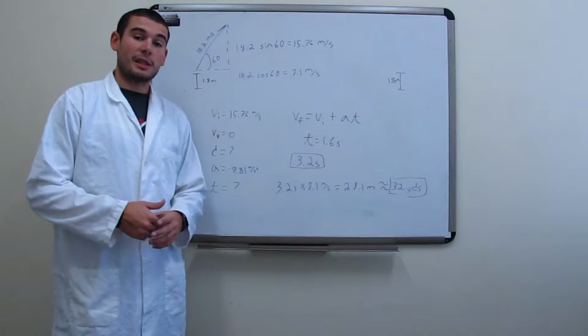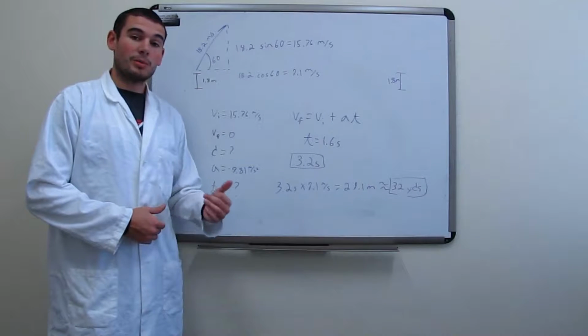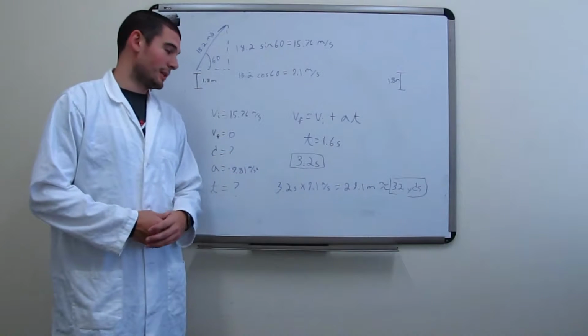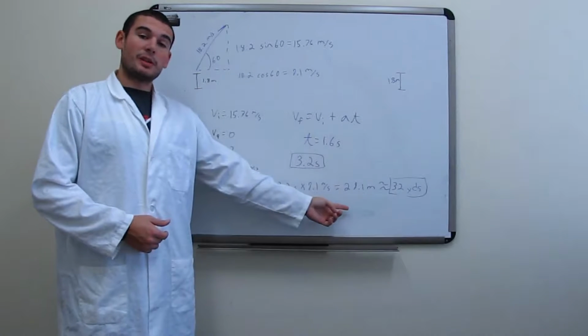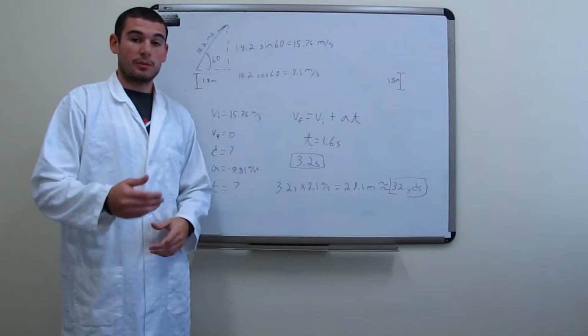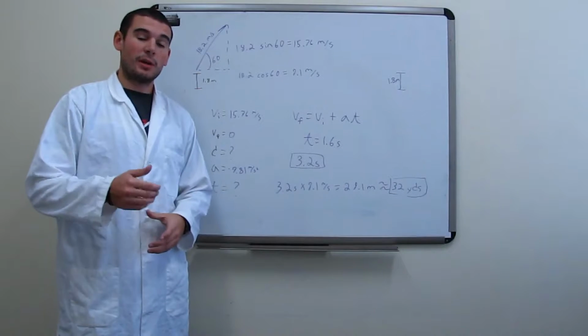To find the distance that the ball traveled, we must now multiply that time by the horizontal velocity, which is found through this equation here. This gives us 29.1 meters, or again, relating it back to football terms, about 32 yards.